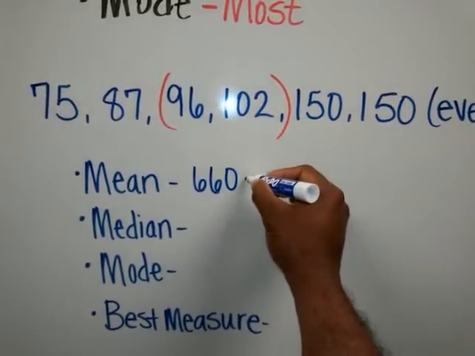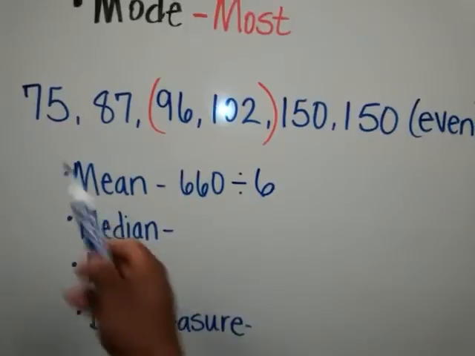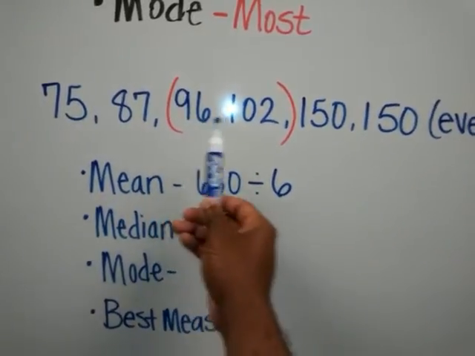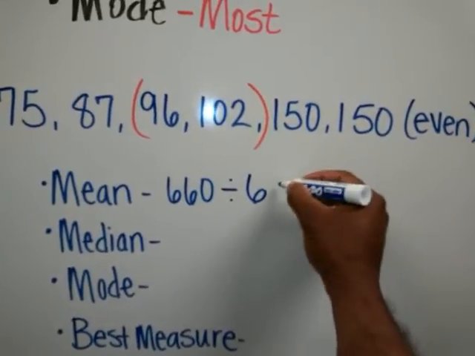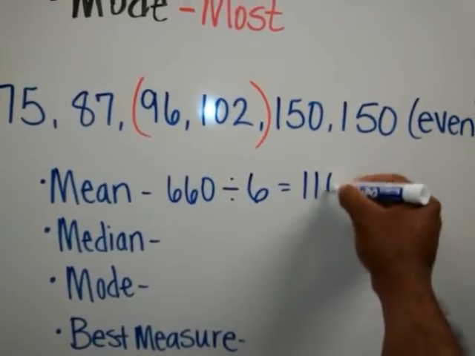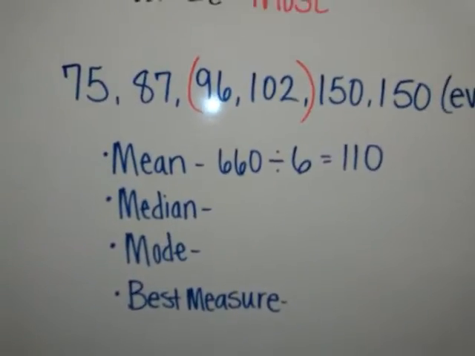Okay, we're going to divide this by 6 because there are 6 total values. 1, 2, 3, 4, 5, and 6. So we divide this by 6. We're going to get an outcome of 110 as a mean. Now we need to find the median.